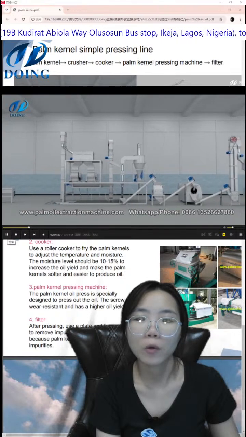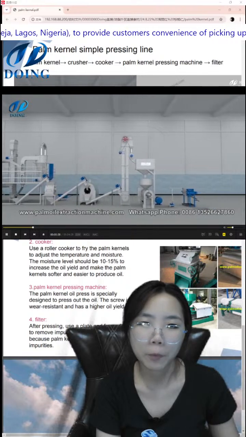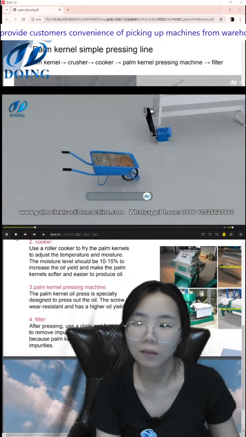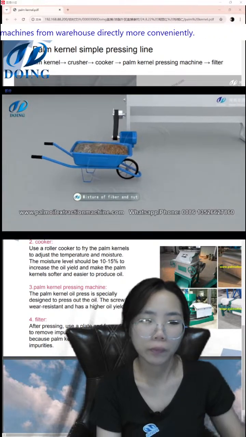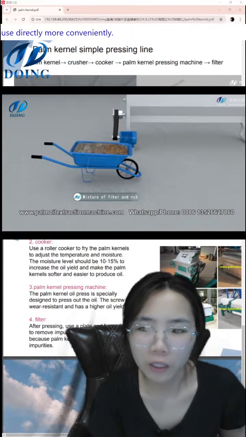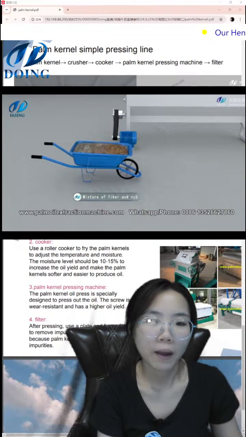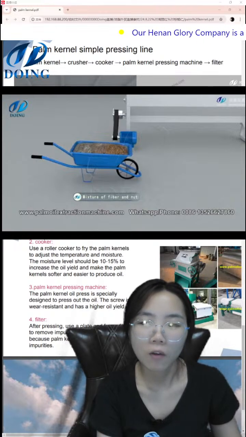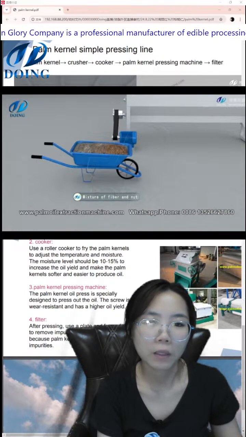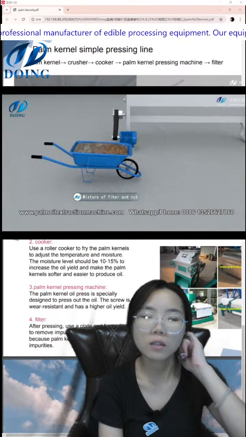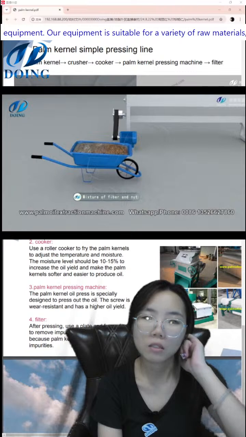Okay, this is the equipment layout of the palm kernel processing line. Most of our customers' palm nuts come from their own palm oil processing mill or are bought from the market. Therefore, there will be some fibrous impurities in the raw material. The first step is to remove the fiber to obtain cleaner palm nuts.